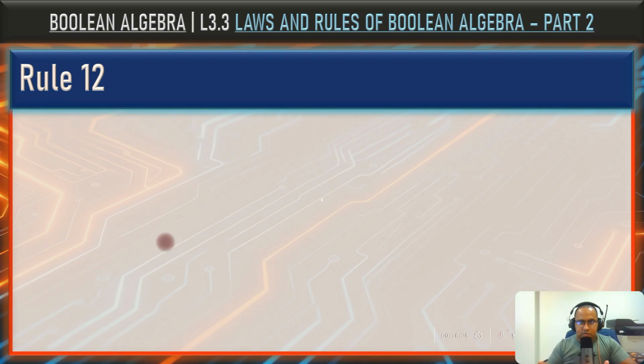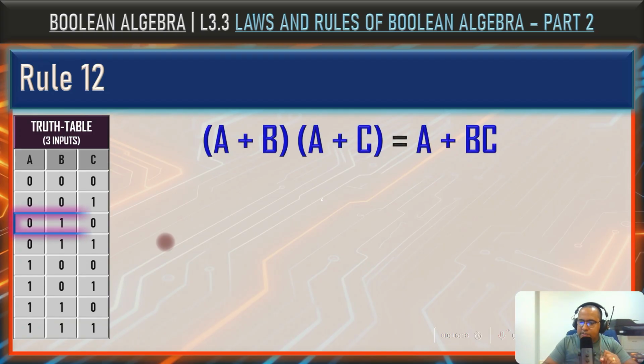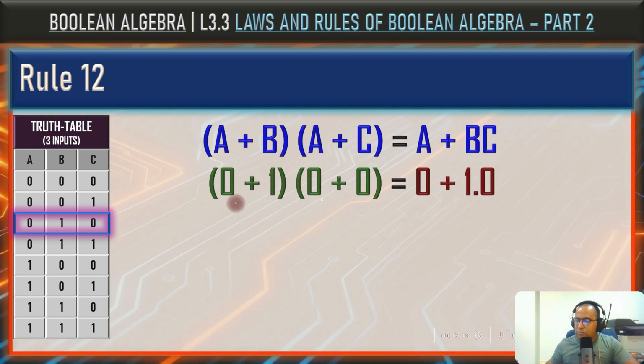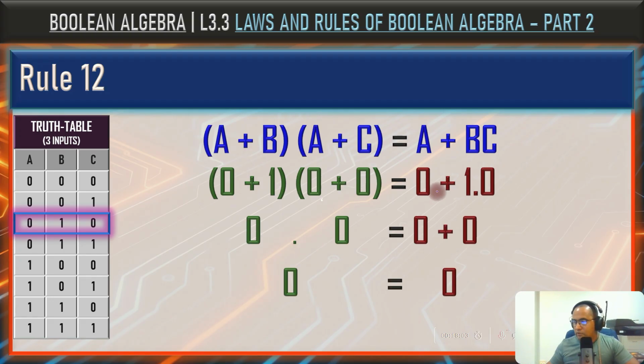Well, let's confirm this using logical values. Let's try this input combination: 0 for the variable A, 1 for the variable B, and 0 for the variable C. Substituting these values into the expression, we have (0 plus 1) times (0 plus 0). Evaluating this expression, 0 plus 1 equals 1, and 0 plus 0 equals 0. And 1 times 0 equals 0. On the right side, 0 plus 0 is 0. So the result matches for both sides.